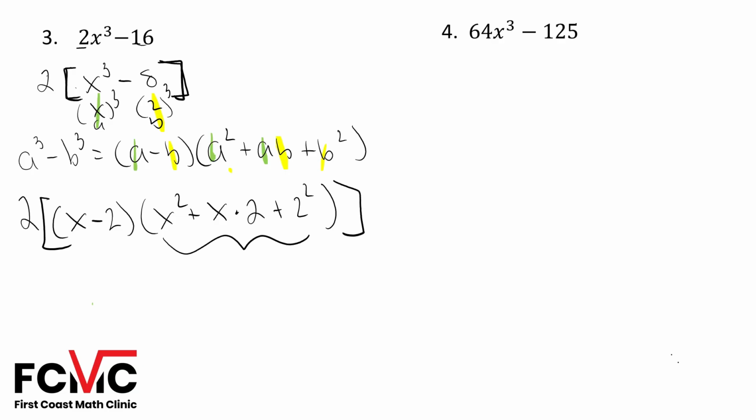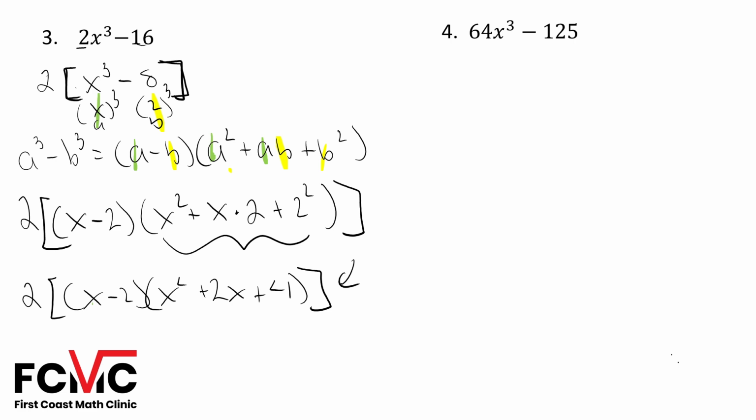And then let's simplify the second set of parentheses. So I'm going to have 2 times in parentheses x minus 2. And then x squared in the second set of parentheses plus 2x plus 4, close parentheses. And this is my factored answer for number 3.